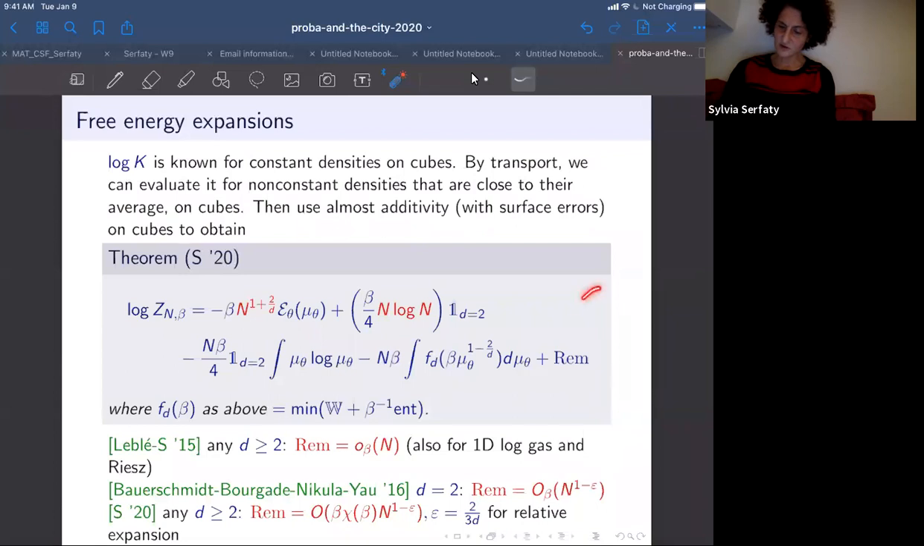No, so this is sort of in the direction of these conjectures by the physicists about the free energy expansion. So you know how the partition functions depend on the equilibrium measure, and everything is relatively explicit down to order n.